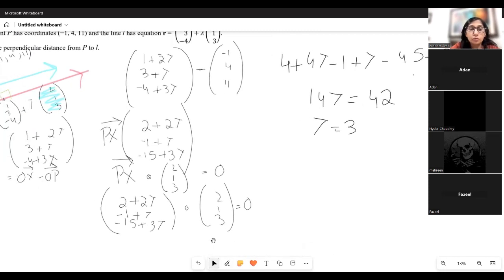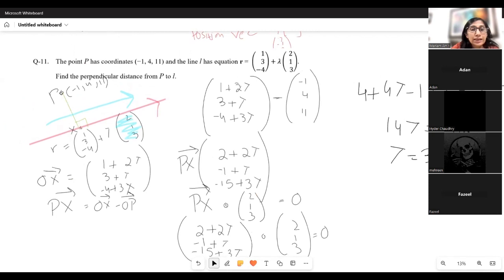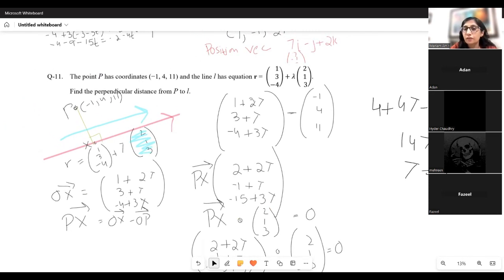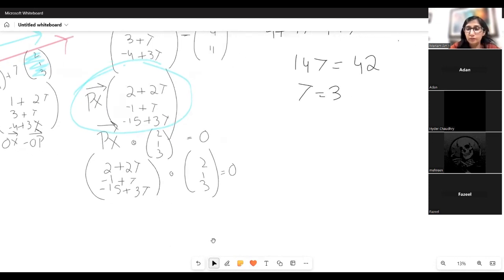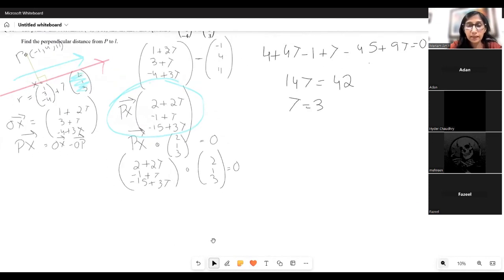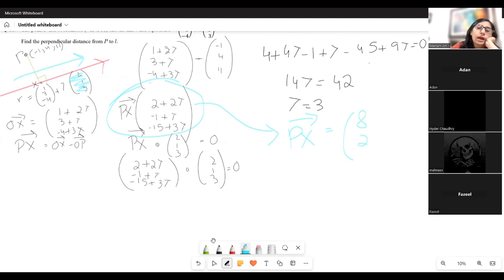Now all that's left to do is find the green vector Px and then find its magnitude. So we already have Px in terms of lambda. From here, we'll find the actual column vector Px, and then in the last step, we will take its magnitude. So Px is going to be 8, 2, and minus 6.